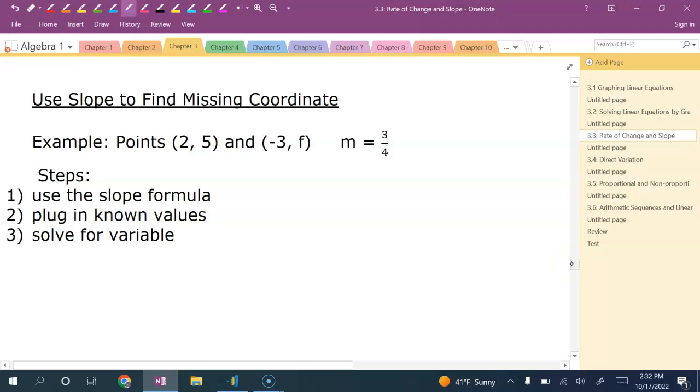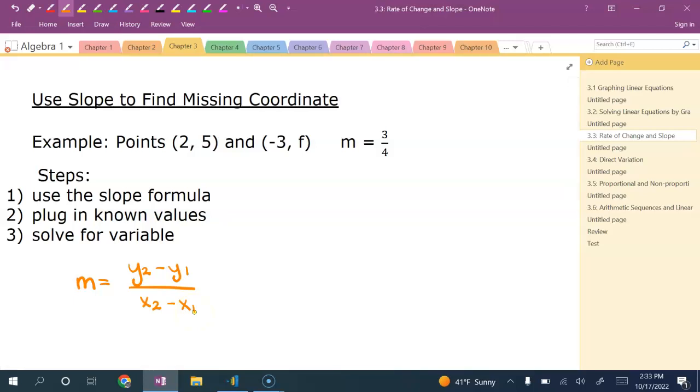The thing I want to do is be able to use your slope to help you find a missing coordinate or a missing piece from the coordinate. So, for example, they might give you 2 points, like (2, 5) and (-3, f), and then they're going to give you the slope, 3/4, and they're going to want you to find that missing coordinate, so find what f should be. Now, in order to do this, we're going to use the slope formula, so we're still going to use that m equals y2 minus y1 over x2 minus x1. We're going to plug in the values that they give us, and then we're going to solve for that missing piece.